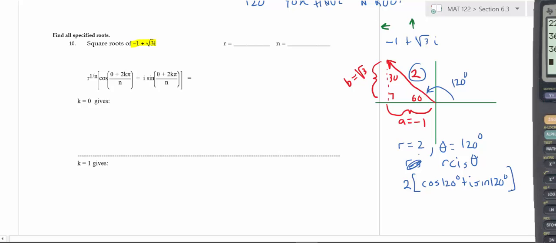To finish this up, we're going to start by writing this in the complex form like this, and then we're ready to go through and figure out what our roots are. So we're going to do square roots on this.